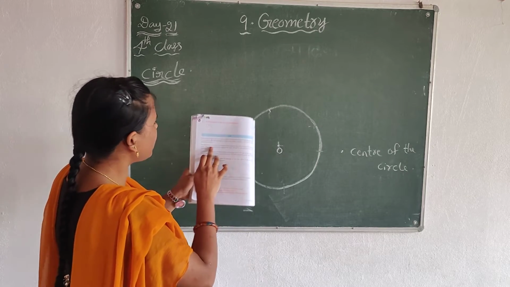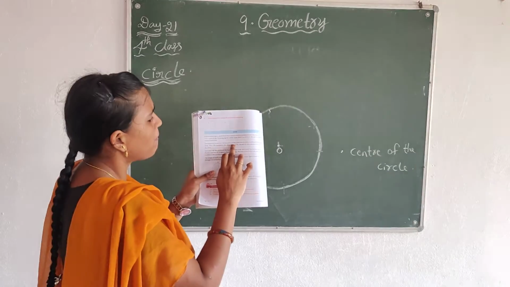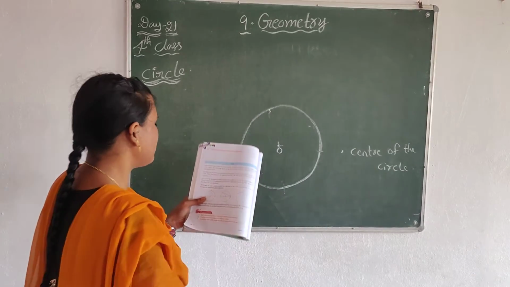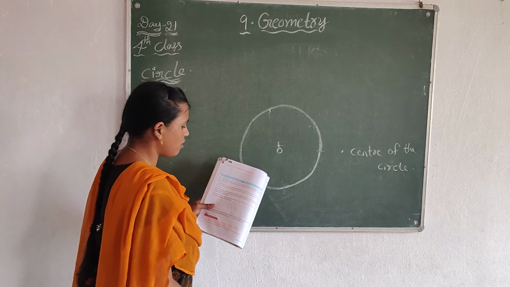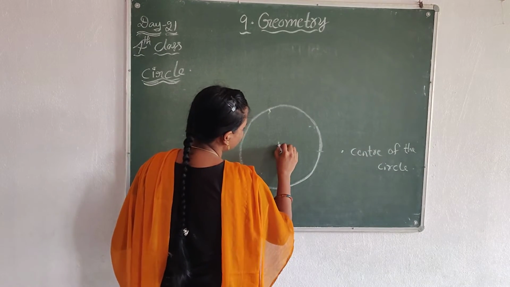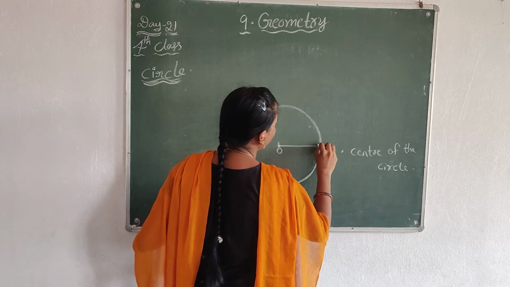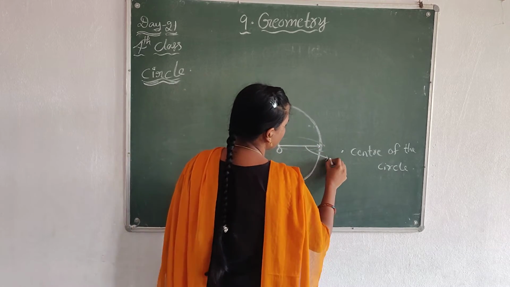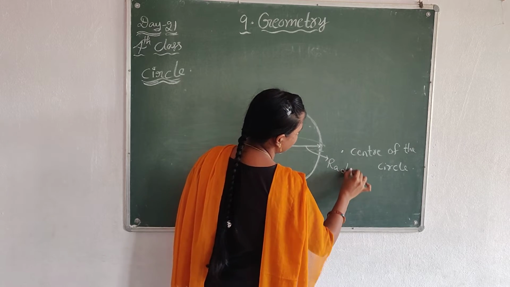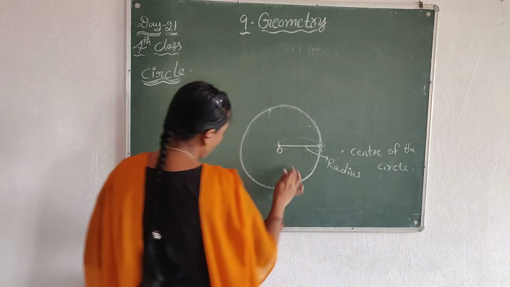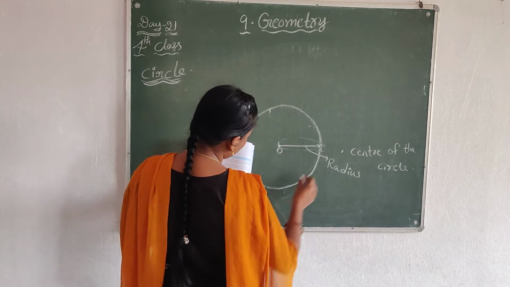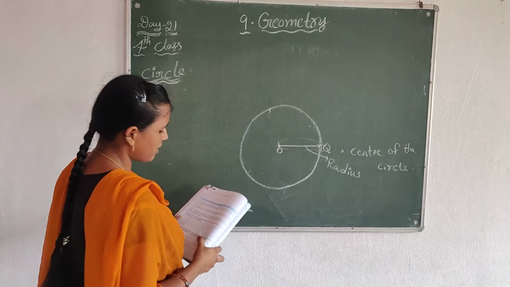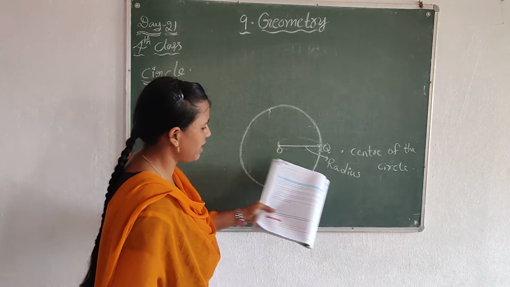Next, the distance of a point on the boundary of the circle from its center is called the radius. The distance of a point on the boundary of the circle from the center is called the radius. From O, take a point Q. That is called the radius.